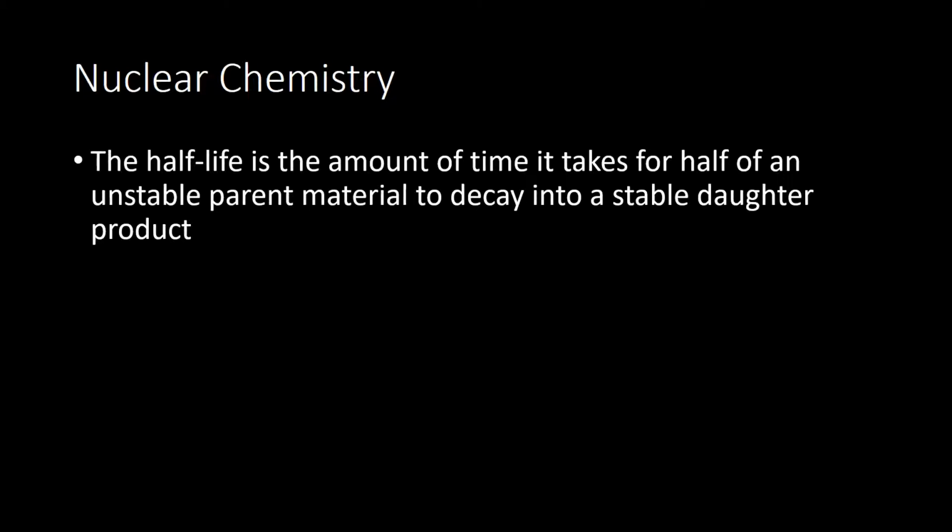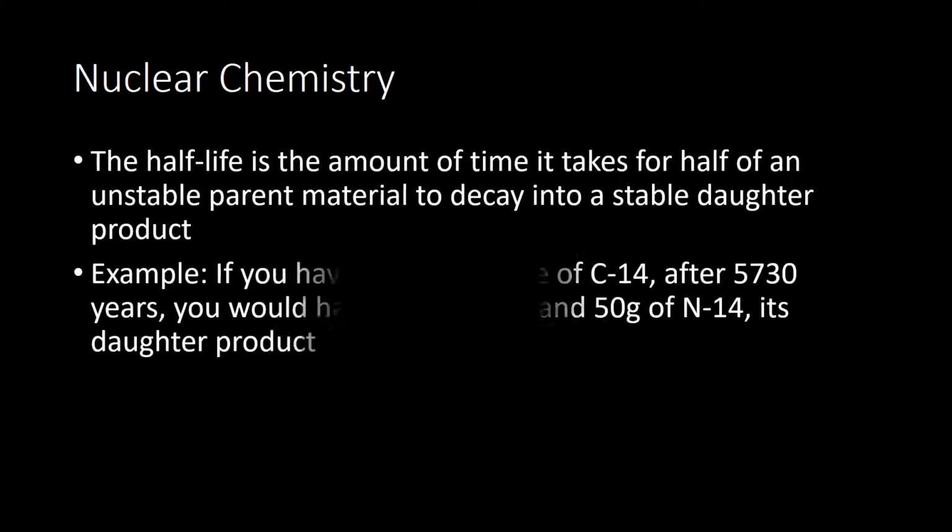Half-life is the amount of time that it takes for half of an unstable parent material to decay into a stable daughter product. So the parent material is radioactive and the daughter product is not. Here's an example for you. Carbon-14 has a half-life of 5,730 years. So if you start with 100 grams of carbon-14, after 5,730 years, you would have 50 grams of carbon-14 and 50 grams of its stable daughter product, nitrogen-14.